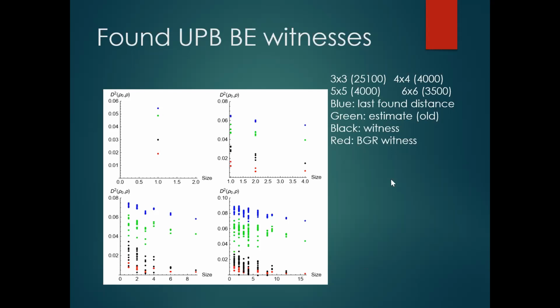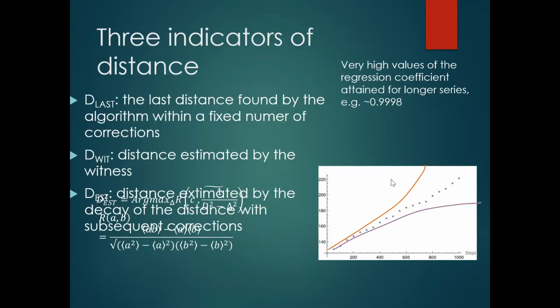In black, we have the witness distance, and in blue, you have the last found distance by the algorithm with that many corrections. And in red, you see a previous witness. So most of the time we got a bit better. And what else can I say? This is grouped by the size of the medium chart, right? Because you have to categorize the consumption. If there's any logic in this, I don't know, but whatever.